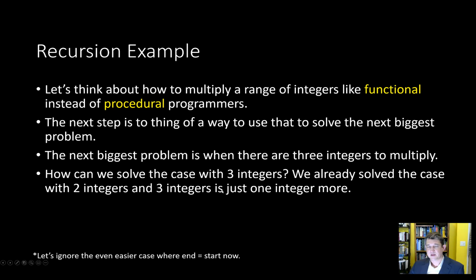Now, the next step is to think of the recursive step. So we have a base case, a really trivial, small problem to solve. What's the next smallest problem? Well, the next smallest problem might be to multiply 3 integers together. We've already solved the case with 2 integers, and 3 integers is just 1 integer more.